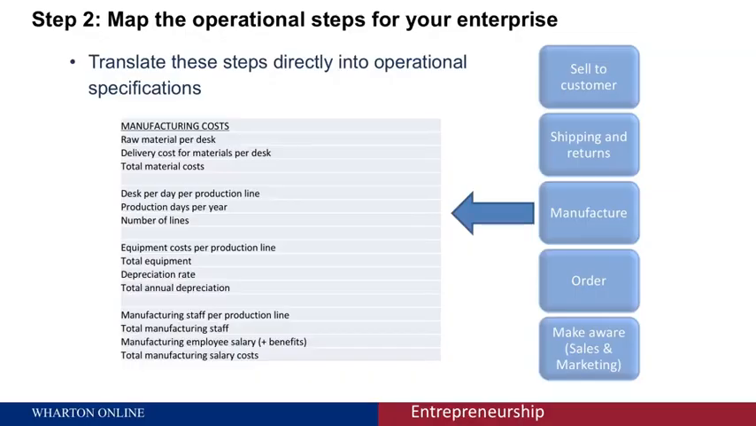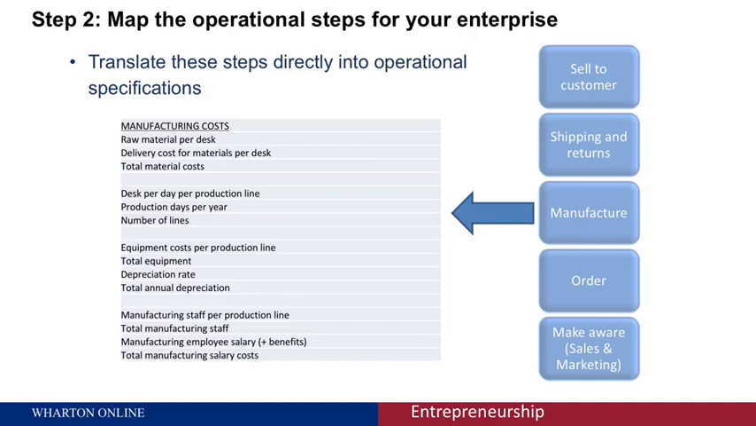Now, we then go into detail and think about the operational specifications, the individual tasks and metrics that matter in each step of this business. So in the case of manufacturing, here's my example of the sets of manufacturing steps that I thought about. So there's some raw material per desk. There's some delivery cost for that raw material that results in material costs. So that's one bucket that we have to worry about.